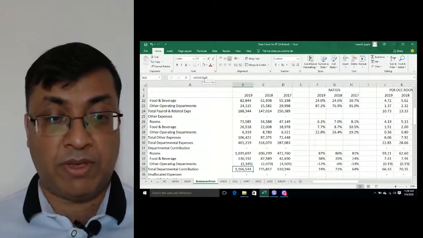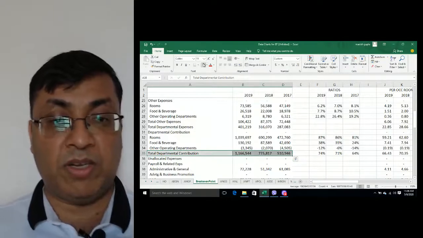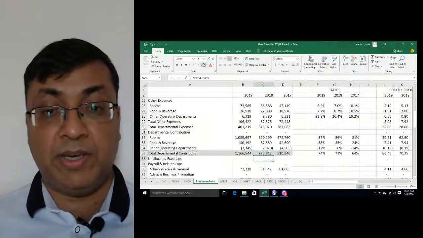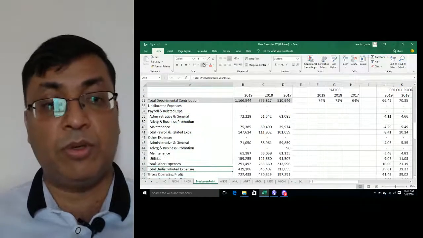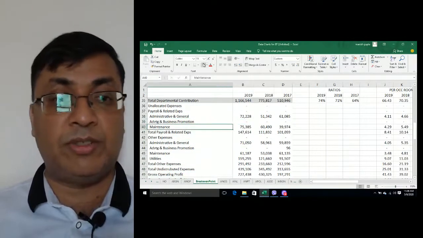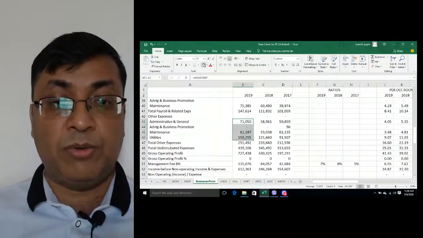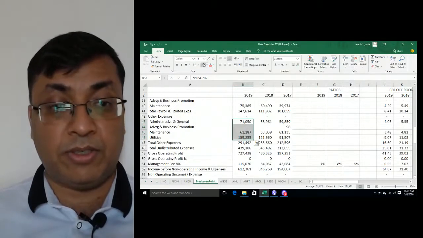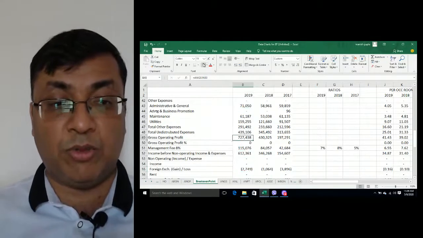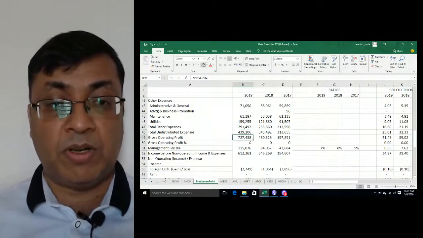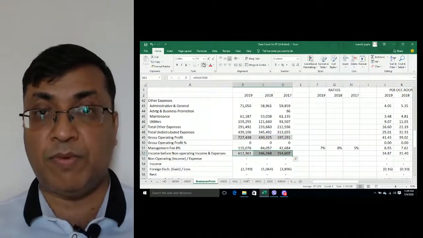Then you have a departmental contribution. Here the departmental contribution for the entire hotel is still positive. Then you have unallocated expenses. Here also advertisement, business promotions, maintenance, and everything else we are segregating into different lines, so that we can have payroll and non-payroll expenses. And then finally we get the gross operating profit of the hotel, and also the profit of the hotel after the management fee.